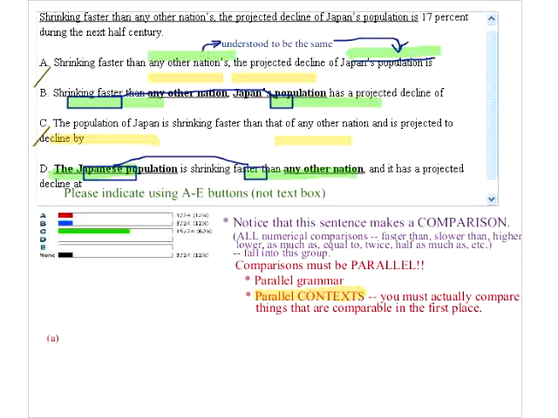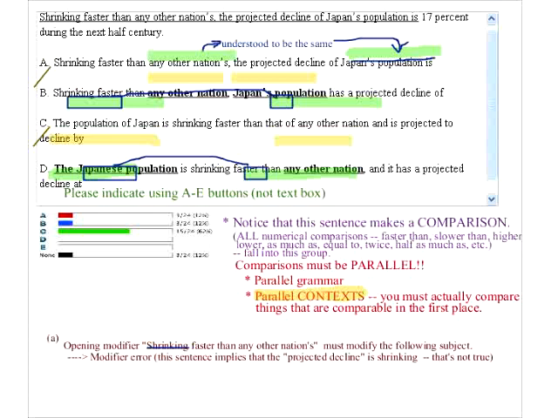There's the opening modifier, shrinking faster than any other nations, and it must modify the following subject. In general, when you start modifiers with ing like this, it's got to modify the following subject. So that's incorrect because it doesn't. If you ask yourself what is shrinking, it's not the decline. So this is a modifier error. This sentence implies that the projected decline is shrinking. That's not true. It's supposed to be the population.